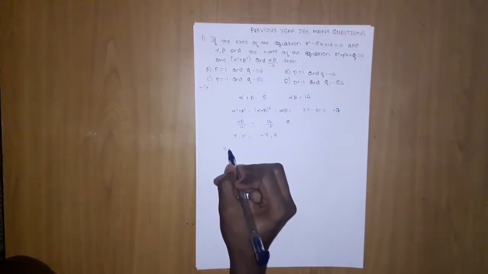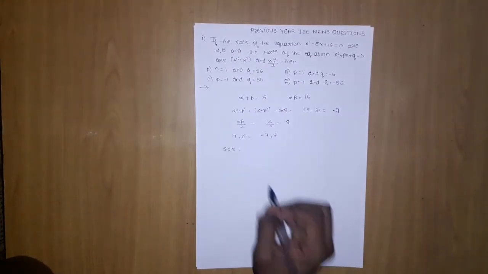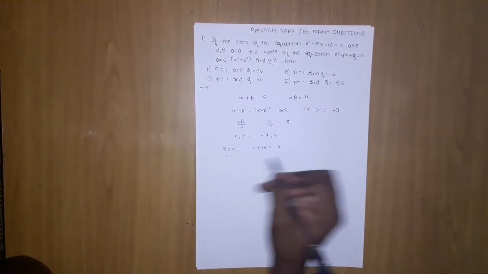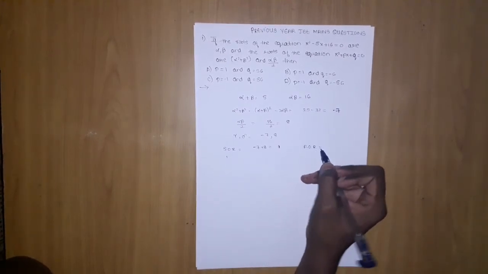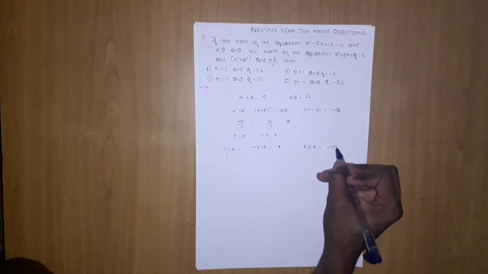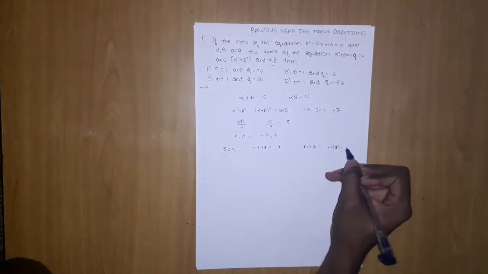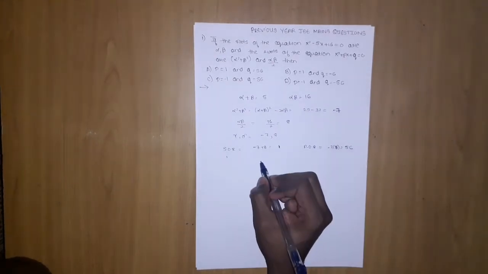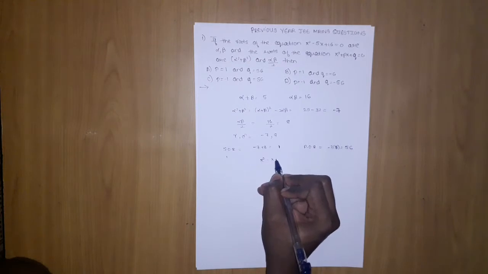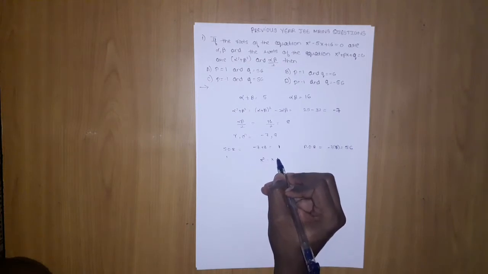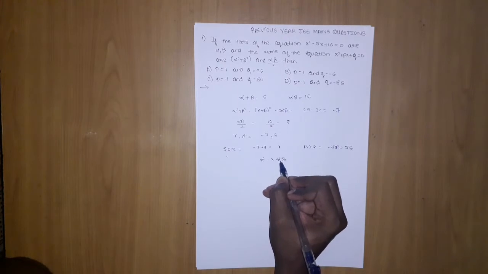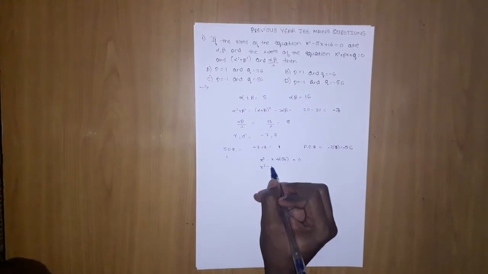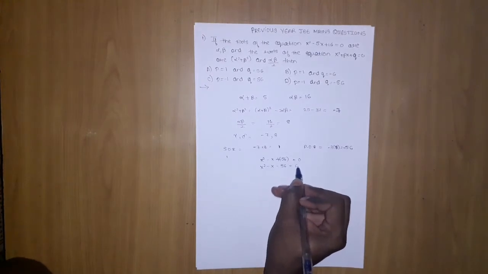Now the sum of the roots for the equation x square plus px plus q will be minus 7 plus 8, which will be 1, and the product of the roots will be minus 7 into 8, which is minus 56, right guys? So what equation can be formed? The equation will be x square minus (sum) x plus (product), so x square minus x minus 56 should be equal to 0.